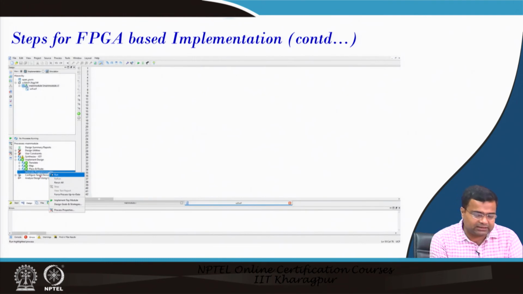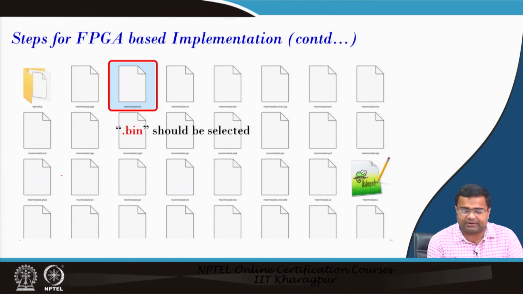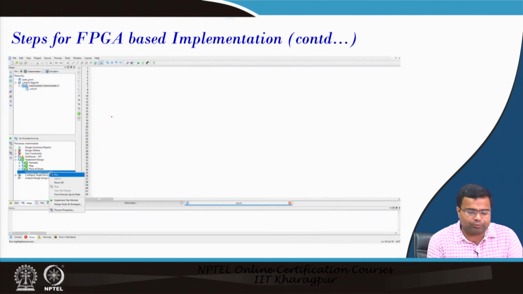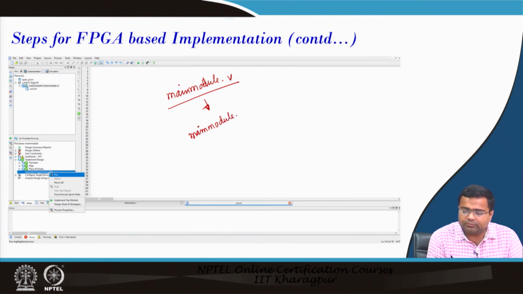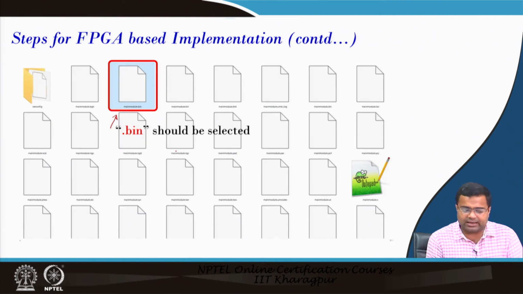So once you generate the programming file, then you run it, and it will generate the bin file. So you have to select the bin file. That means the program name is main module. So we have a main module .v file, then it will generate the corresponding main module .bin file after this stage, and you have to search for this main module .bin file.